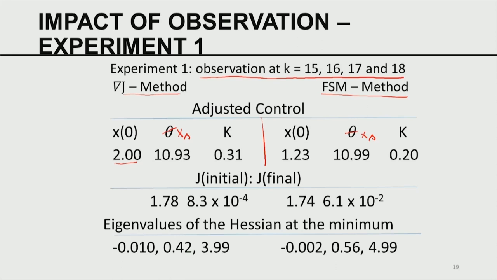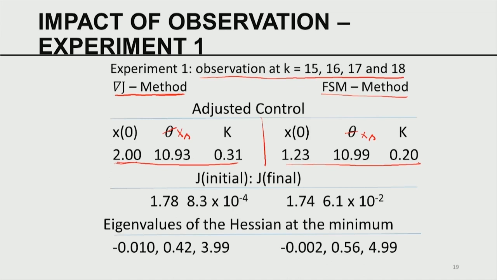The adjusted value of the control is given by the initial condition, the sea surface temperature, and the control value. Look at this now. This is the recovered value using these observations. So I use the observations, 4 observations at times 15, 16, 17, 18. If I apply the adjoint method, the recovered values are these. Using the same observations, if I use the FSM method, I get the recovered values to be this.